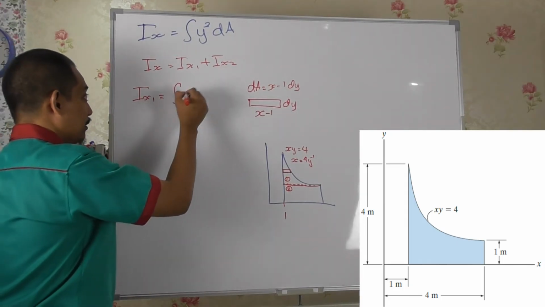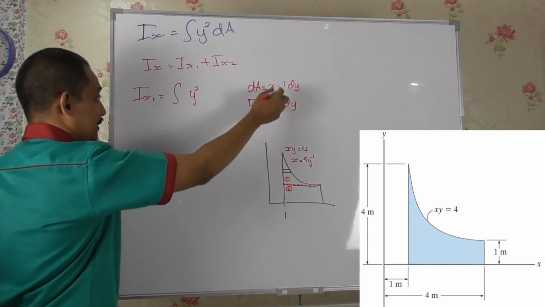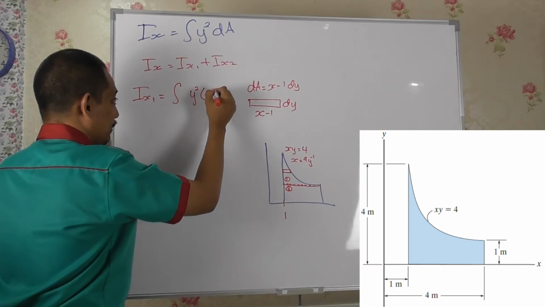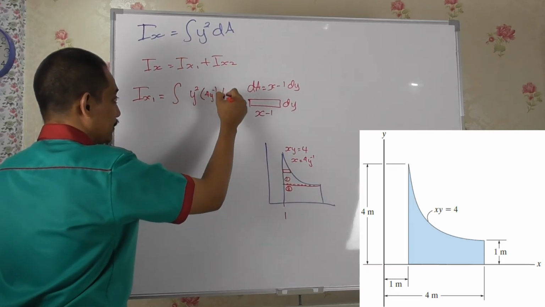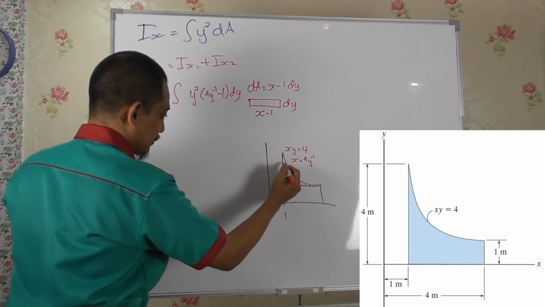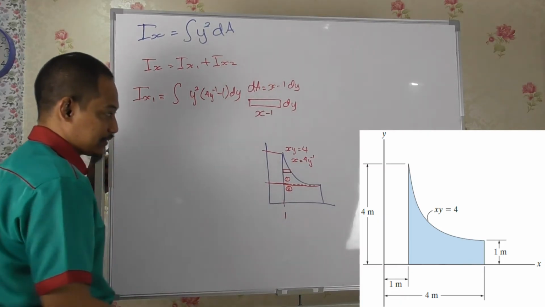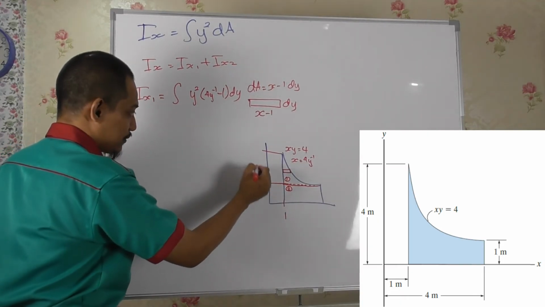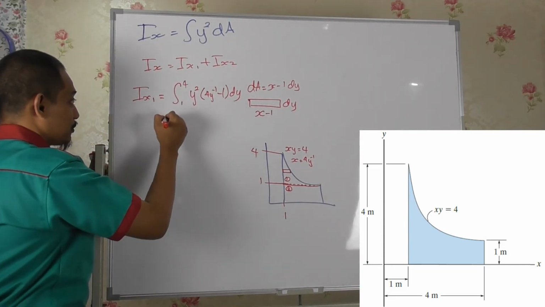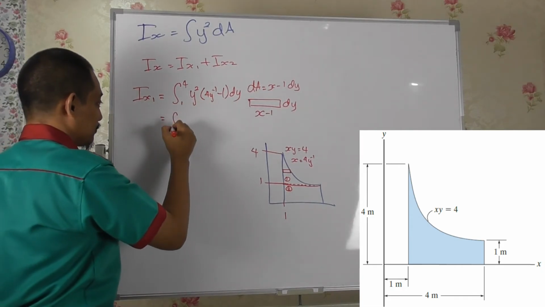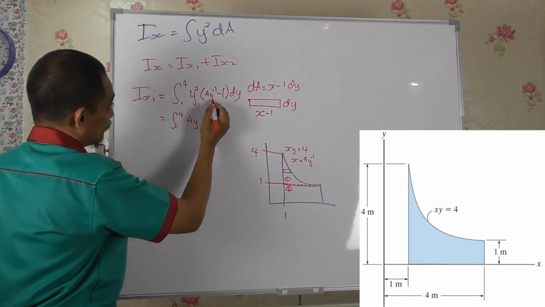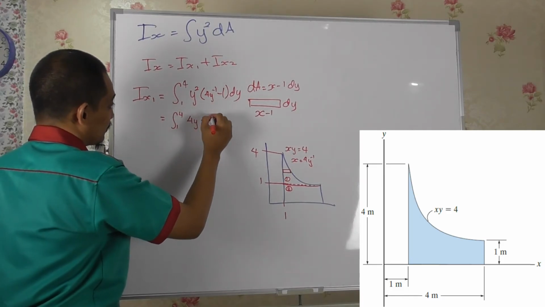So you have integration of y squared dA. dA is this whole thing. x is 4 over y, and then minus 1 here, and then dy. The limit will be, because the limit is here for this region, from 1 to 4. So you expand this one first. From 1 to 4 integrate, so you have 4y minus y squared dy.